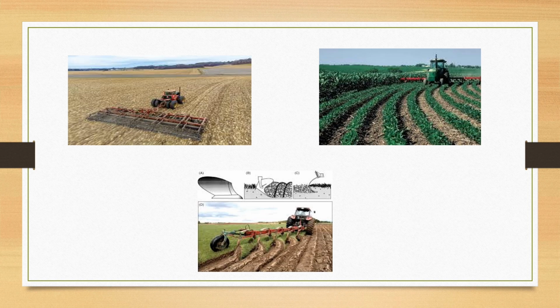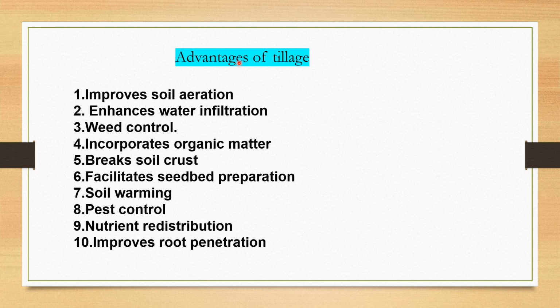These are some of the different tillage implements which are used in agriculture. Different implements can do different operations in the field. This image shows intercultivation practices between the crop, mainly by using a tractor. And this is the turning up of the soil, and this is a normal harrow used in tillage practices. Now we see some of the advantages of tillage.